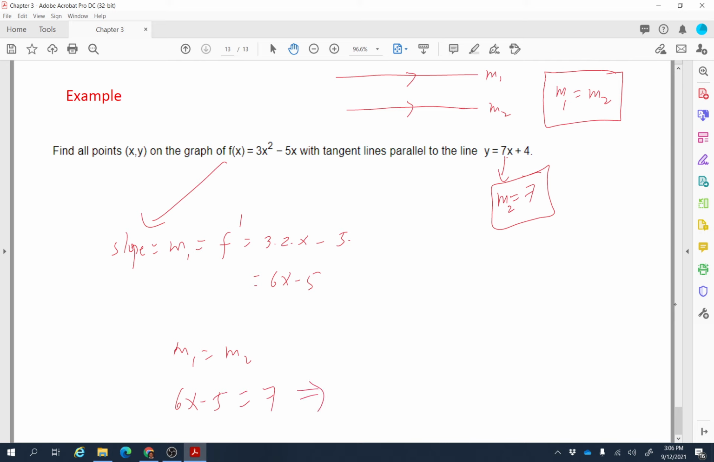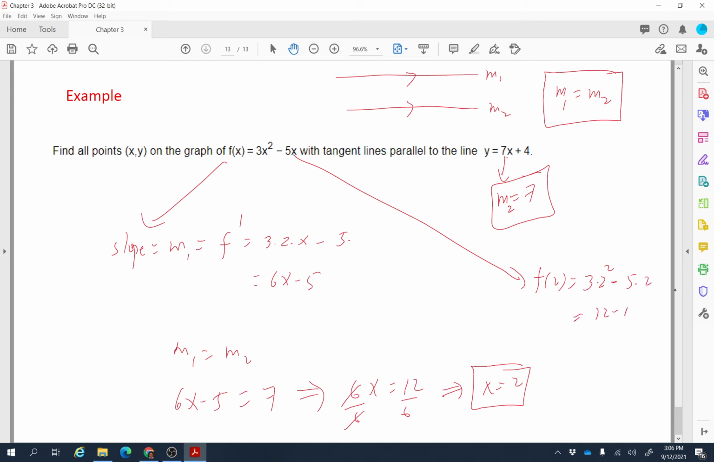We try to solve for x. It gives us x equals 2. So when x is 2, we can find the value of y by plugging x equals 2 here. So when x is 2, the value of this function would be 3 times 2 squared minus 5 times 2, which is 12 minus 10, which is 2. So when x is 2, the y would be 2.